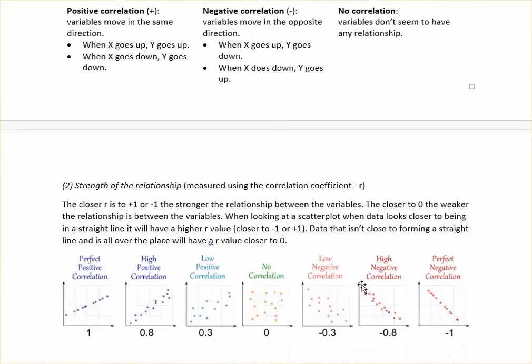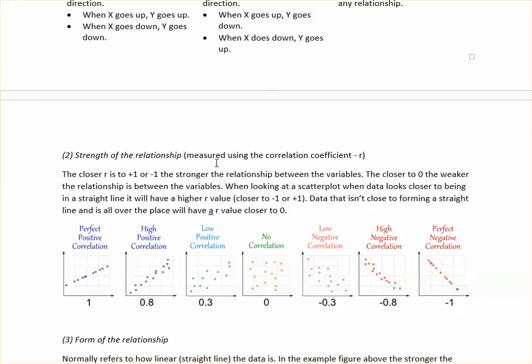Looking at the actual strength of the relationship, that is measured using the correlation coefficient, R. The closer R is to +1 or -1, the stronger the relationship between the variables. The closer to 0, the weaker the relationship is between the variables. When looking at a scatter plot, when the data looks closer to being in a straight line, it will have a higher R value, so closer to -1 or +1.